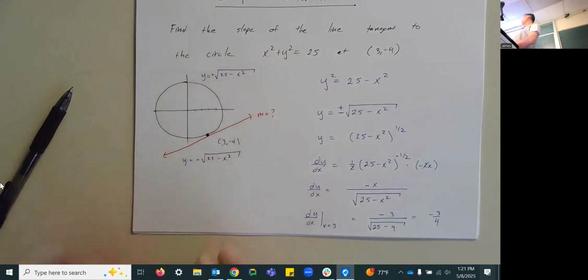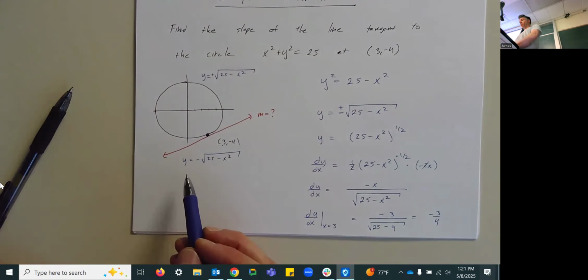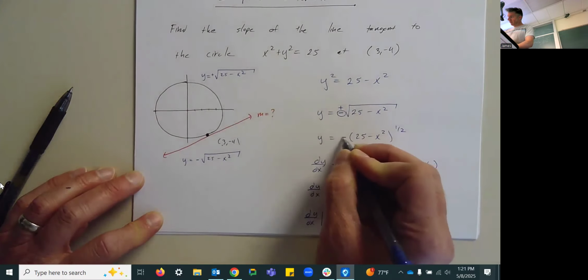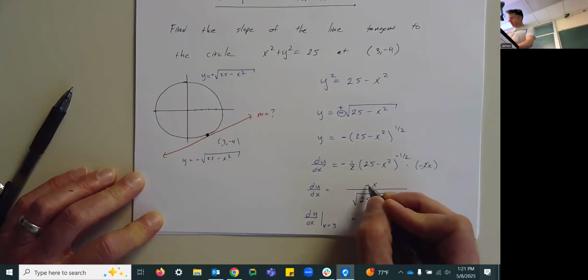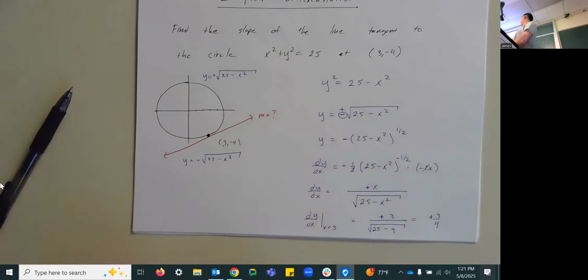And since our point of tangency is on the bottom half of the circle, we have to be using the negative square root of 25 minus x squared instead of the positive square root. So there should have been a negative here, a negative here, which cancels the negative there. That's a positive, that's a positive, that's a positive. And now our answer makes sense. That slope of the tangent line is certainly a positive slope because we're increasing from left to right, and it is positive 3/4.